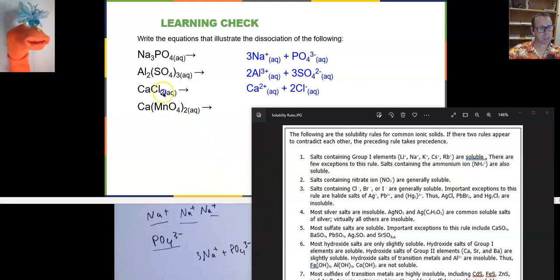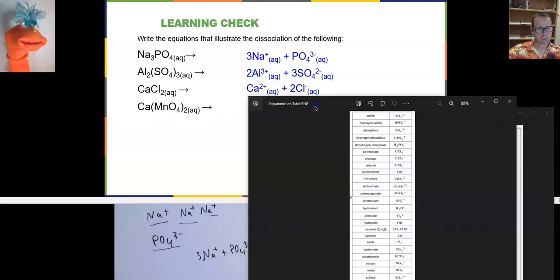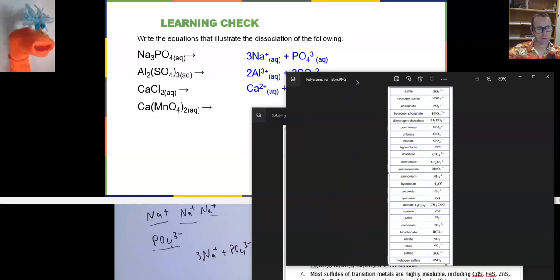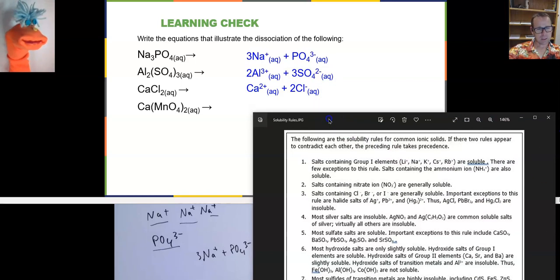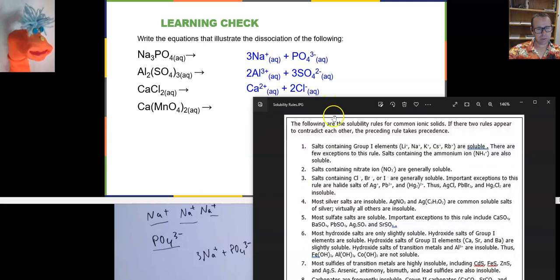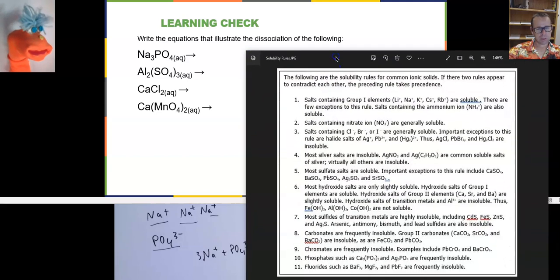Okay, last one here. Remember the name of that compound? Do you have the polyatomic ion chart? Let me bring that up here. There we go. Oh, calcium permanganate? Yeah, very good. Calcium permanganate. Excellent. Is it soluble? Let me see. Is there anything about the permanganate ion on there? MnO4. I'm not seeing anything. Okay.